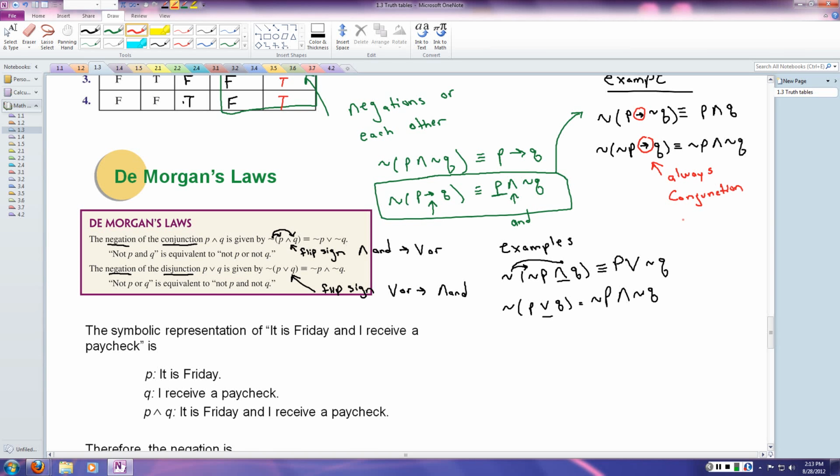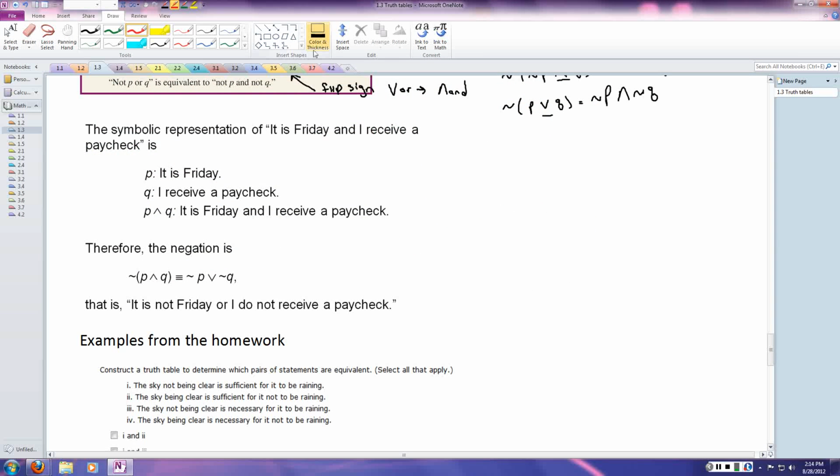What that means is it's always an "and," and you never change the premise of the conditional. You never negate that. You only negate the conclusion. So let's look at some examples of things that will be similar to your homework problems.